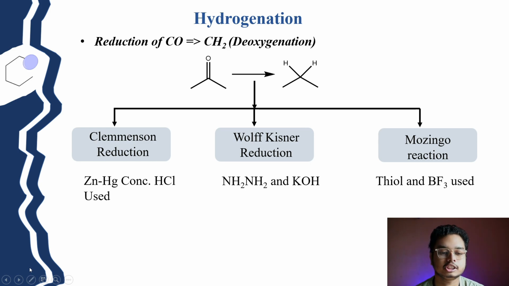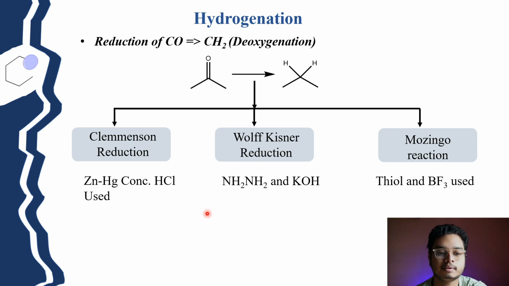One is the Clemmensen reduction. The reaction condition for the Clemmensen reaction is zinc amalgam and concentrated HCl. Another pathway is the Wolff-Kishner reduction, which is carried out via hydrazine and KOH. Also, there is a third process, called the Mozingo reaction. The Mozingo reaction is done via thiol and BF3. So let us discuss all of the reactions in detail.